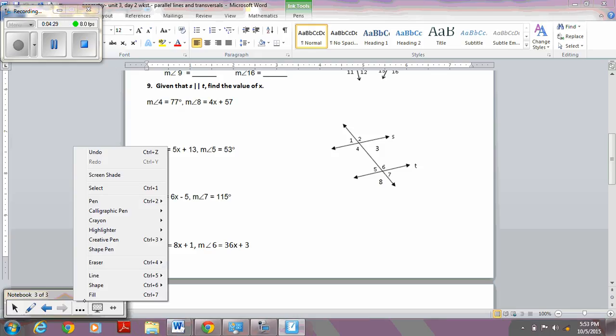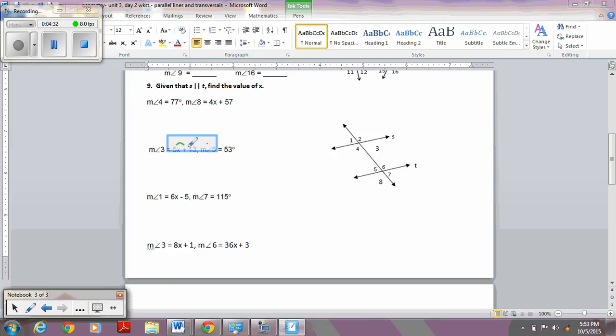All right. So the first problem on number 9 says that angle 4, which is here, is 77 degrees. And then they talk about angle 8. Well, angle 8 and angle 4 are corresponding. Since they're corresponding, they're congruent. So that means 4x plus 57 should equal 77.